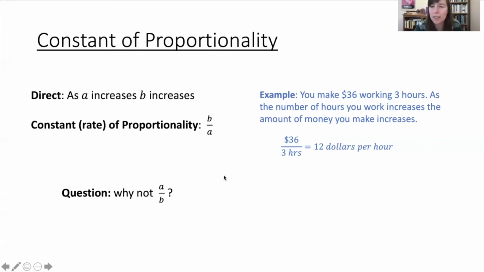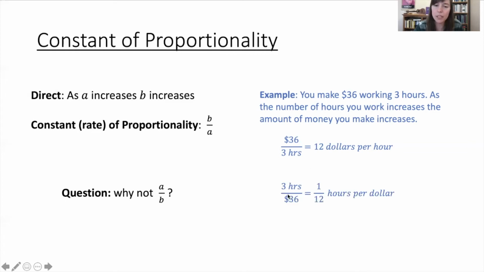So a question I've gotten in the past when teaching this course is, why not A over B? Why is the constant of proportionality B over A instead of A over B? Especially when maybe you don't know if one is causing the other. All you know is that as one quantity increases, the other one also increases. So what's to say one is causing the other? So why not A over B? Well, let's see what we would get if we calculated A over B in this situation.